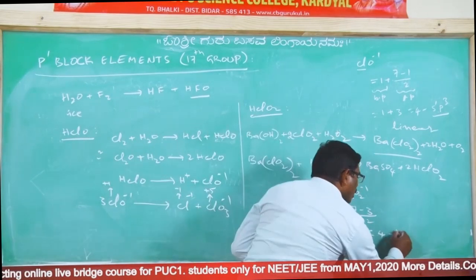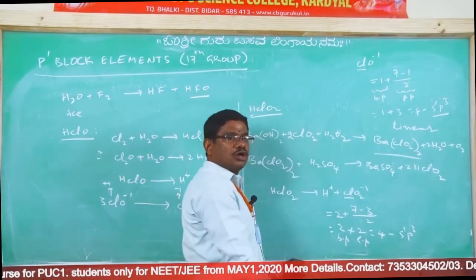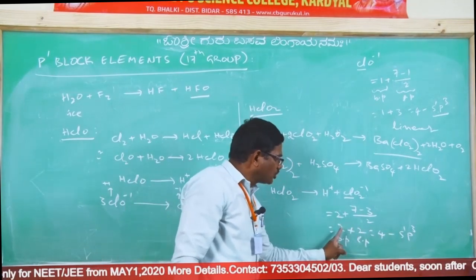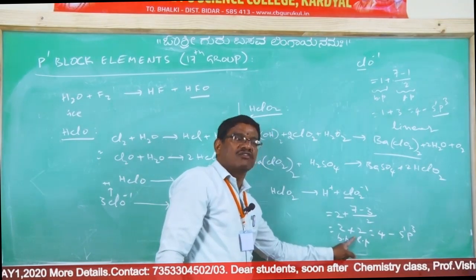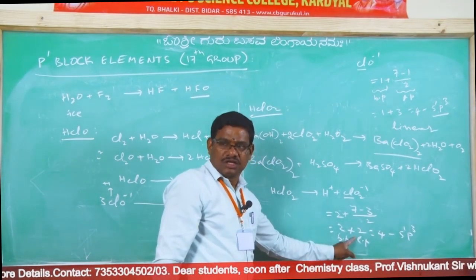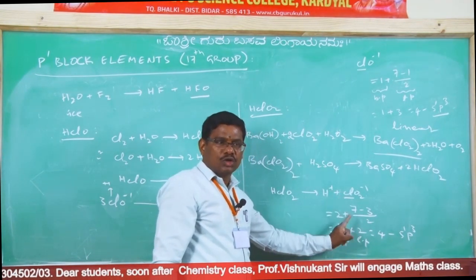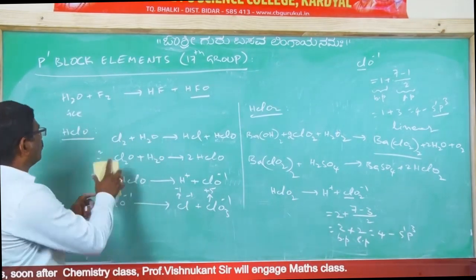So those 4 pairs will be sp3. It also undergoes sp3 hybridization. In sp3 hybridization with 2 bond pairs and 2 lone pairs, the shape is bent, V shape or angular. 2 bond pairs with 2 lone pairs. Clear? So this is HClO2.